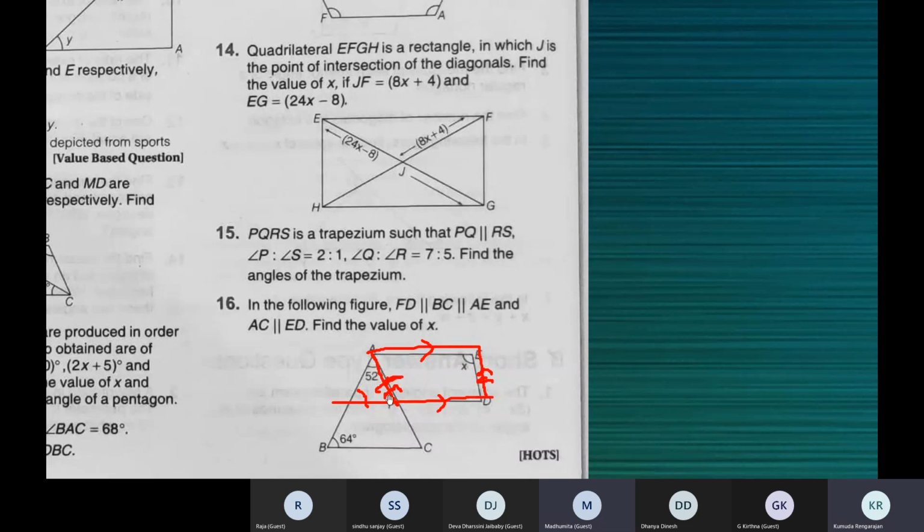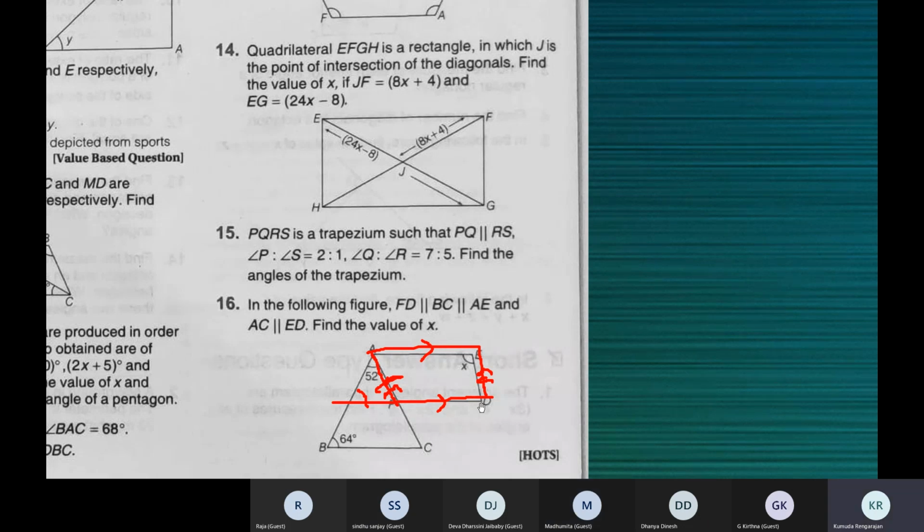116. Okay. Now this is the parallelogram. So what will be the measure of x? If this is 116, what will be the measure of x? That's also 116, ma'am, because opposite angles are equal. The question is to find x. So x is equal to 116, ma'am.